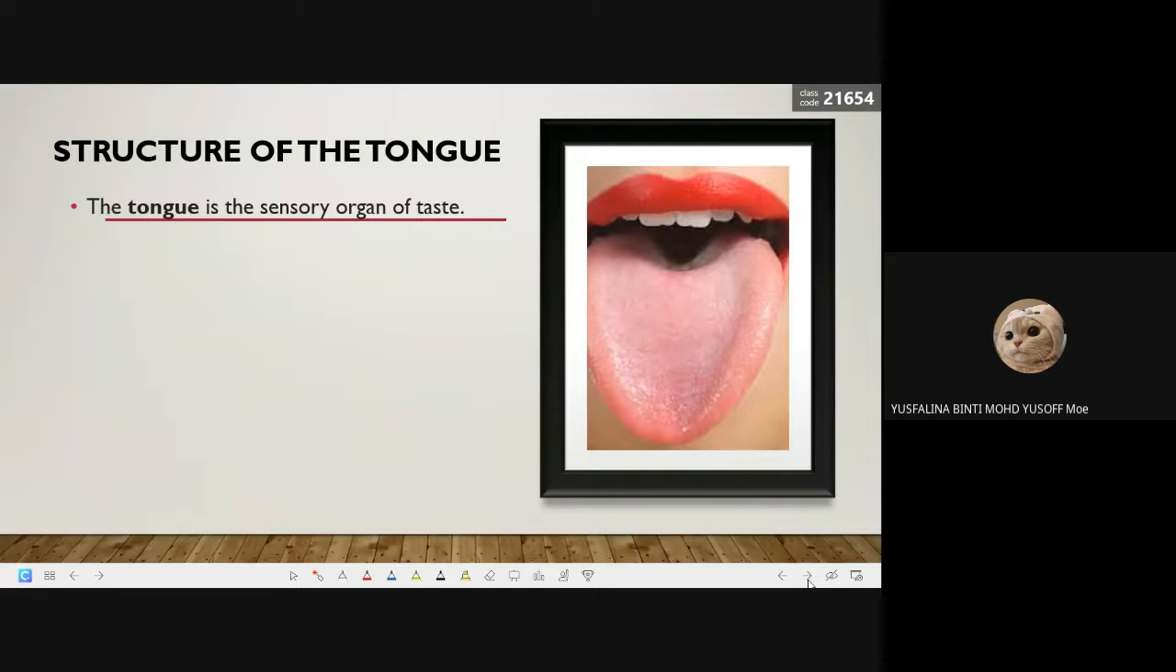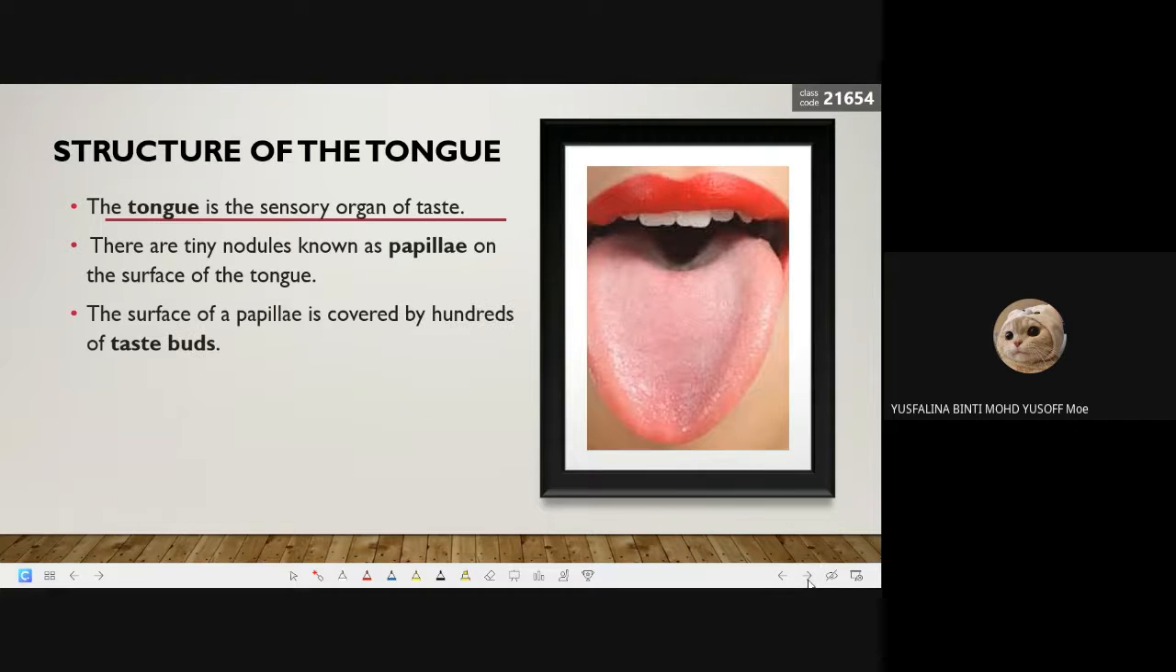So the tongue is the sensory organ of taste. There are tiny nodules, or papillae, on the surface of the tongue, and the surface is covered by hundreds of taste buds. Remember the yellow one. Each taste bud contains 10 to 50 taste receptors. So it's already hundreds of taste buds, but each taste bud has 10 to 50 receptors, so it's almost like 100,000 on our tongue.